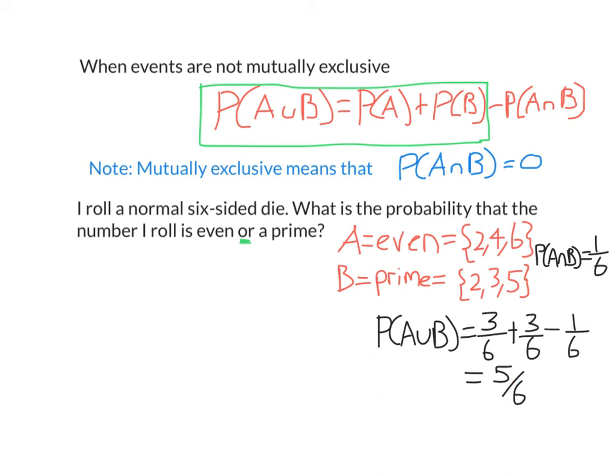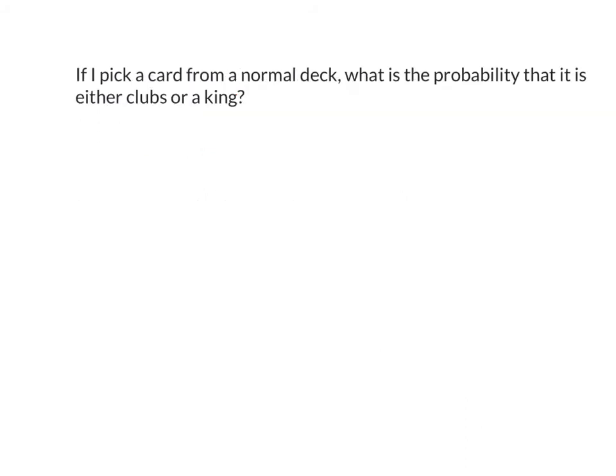So let's look at just a couple more examples. We'll do them a bit quicker. So let's say I pick a card from a normal deck. What's the probability that the card is clubs or a king? So I'm asked to find the probability of clubs or king. So from the previous slide, the formula is I find the probability of clubs, add the probability the card I pick is a king, and then I need to subtract the probability of both of those things happening.